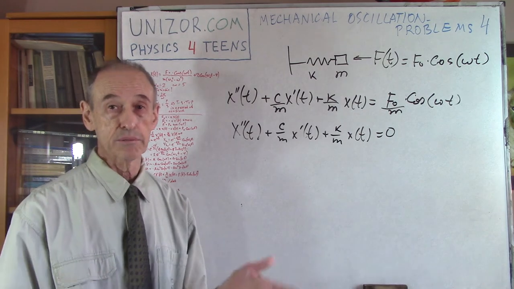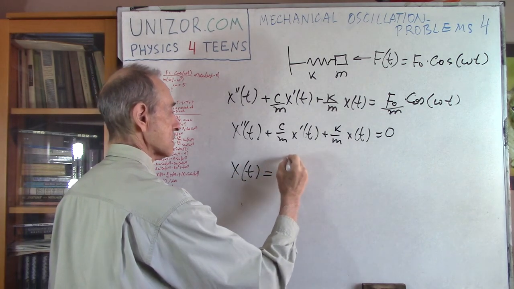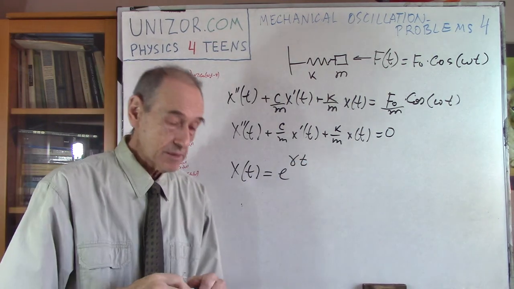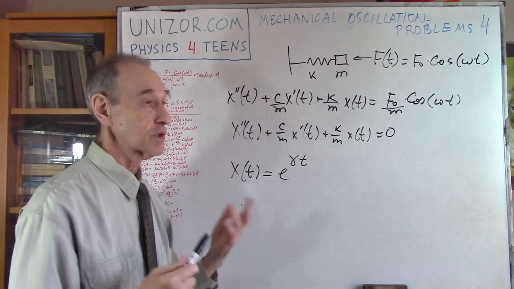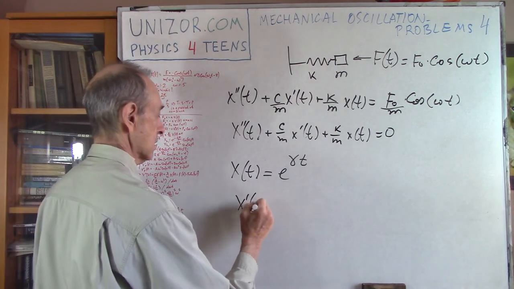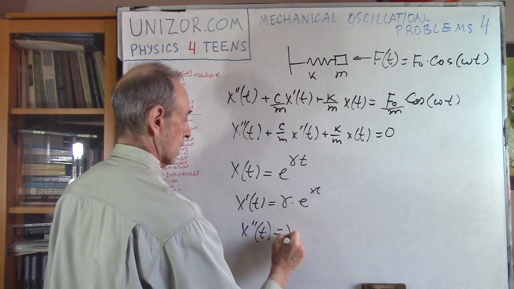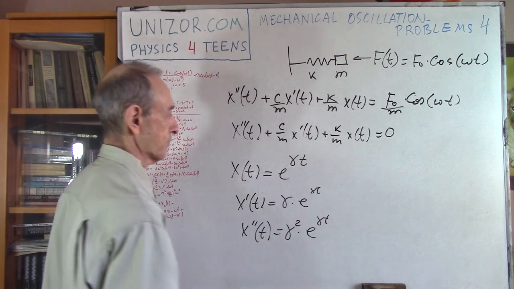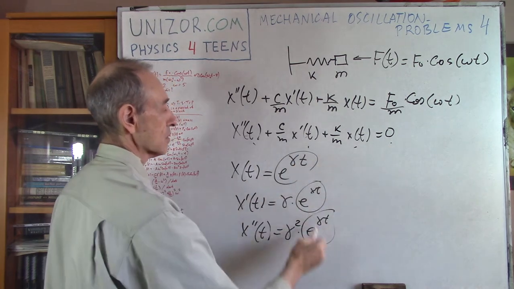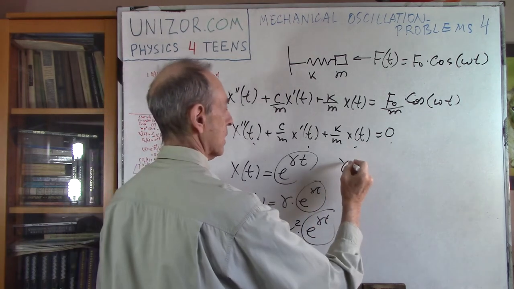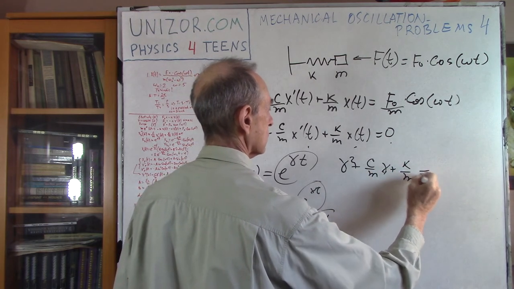And how can I find two independent solutions? That's easy, actually, because I will do the following. I will assume this. Let me see, maybe this may be a solution. Now, why am I so smart to suggest it? For a very simple reason. Because the first derivative of x is gamma times e to the gamma t, and the second derivative is gamma squared times e to the gamma t. And if I substitute it here, I will have this multiplier here, here, here. And this is zero, so I will just cancel it out. And what will remain? It will remain gamma squared plus c over m gamma plus k over m equals zero. Right?